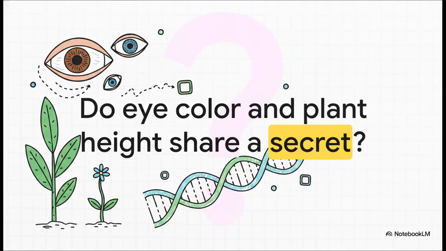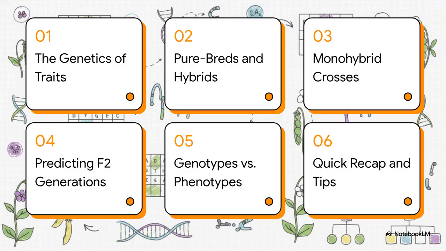So, did you know that the exact same mechanical process determining the color of your eyes also dictates how tall a plant grows in your garden? It's true. Whether we're looking at complex human traits or just the simple height of a garden pea, both rely on the exact same underlying genetic principles. By the end of this explainer, you're going to have the visual tools to calculate and predict these biological secrets for yourself. Here is our roadmap for today.